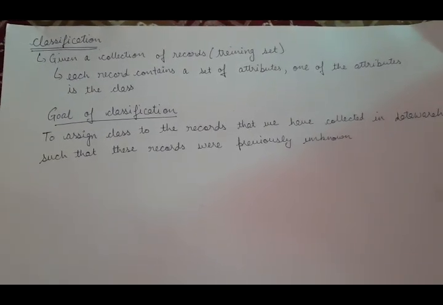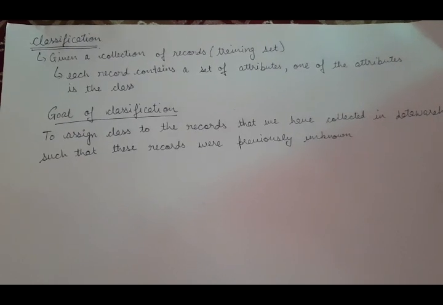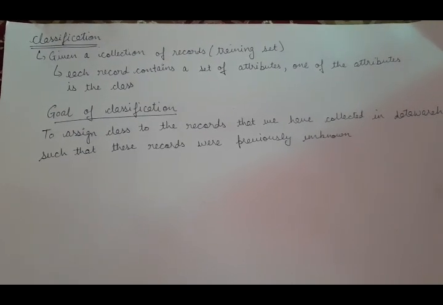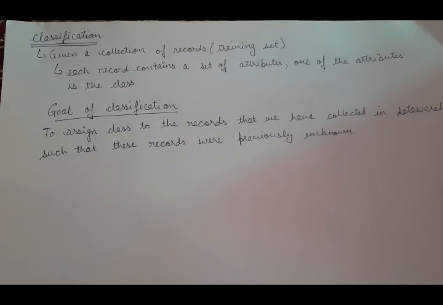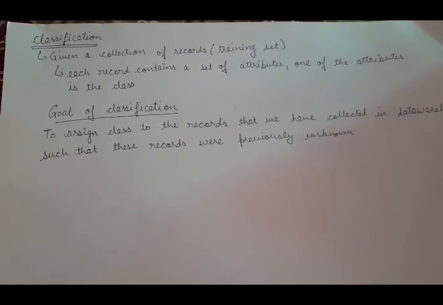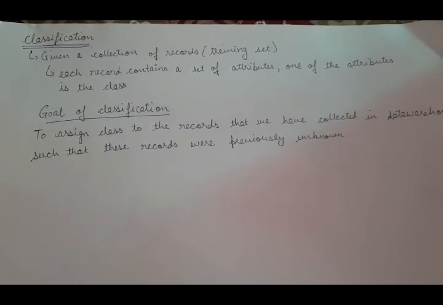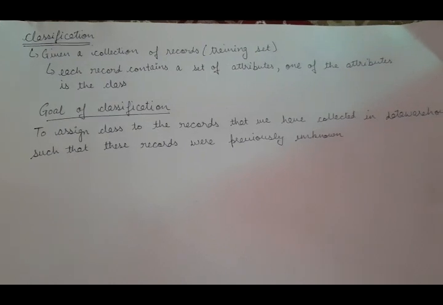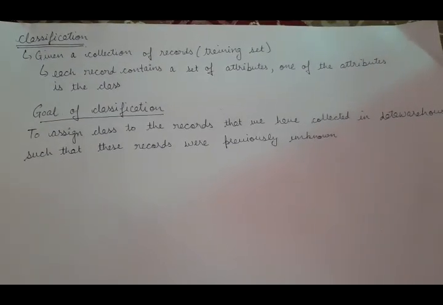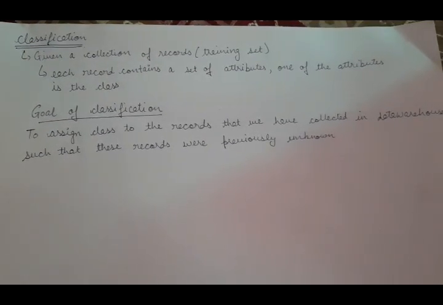So given a collection of records, which is considered as the training set which we will use to train our model, each record contains a set of attributes. One of the attributes is known as the class. The goal of classification is to assign a class to the records that we have collected in the data warehouse, such that these records were previously unknown.